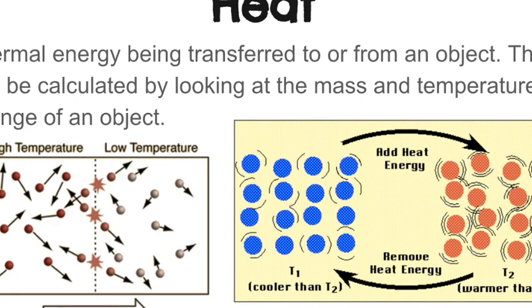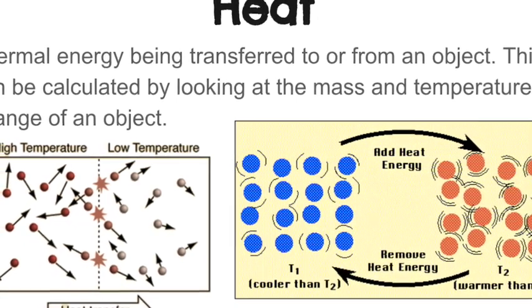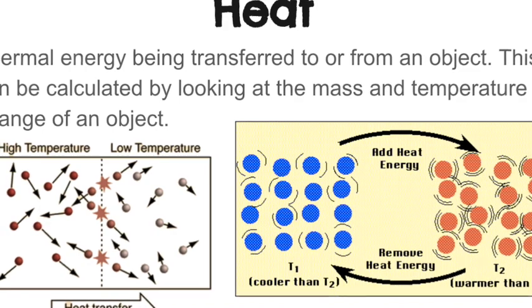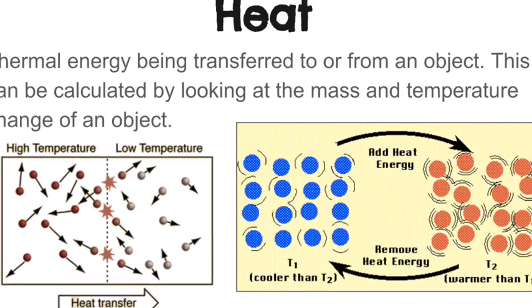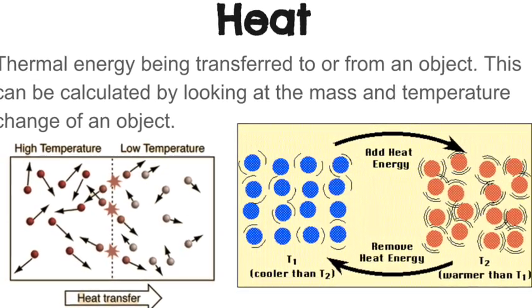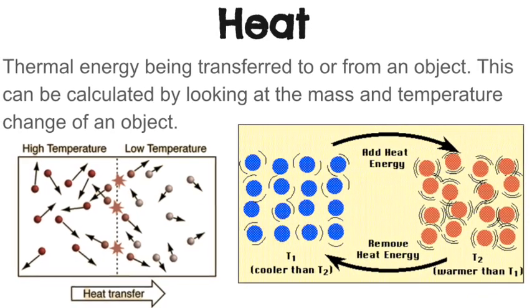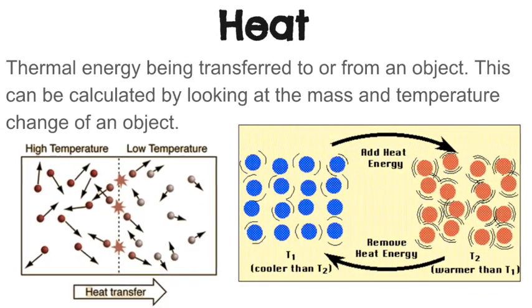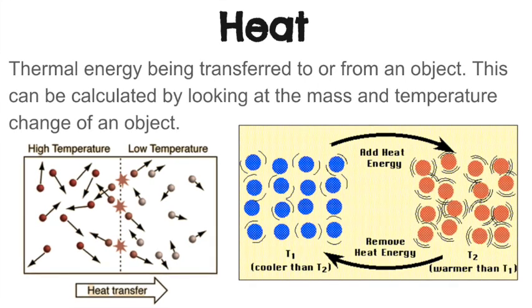Heat is basically thermal energy being transferred to or from an object. We calculate heat by looking at the mass and temperature change of an object. Heat always flows from high temperature to low, or from hot to cold. So the molecules from the high temperature or hot object will transfer energy to the cooler or cold object.